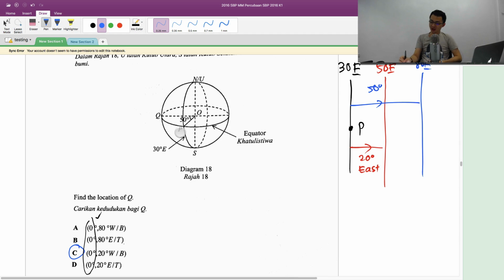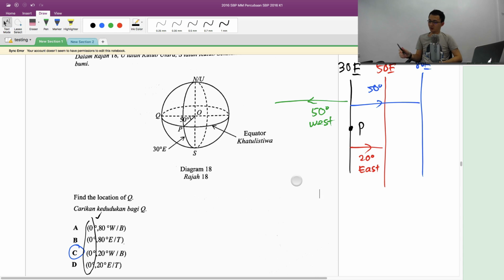Now, but the question actually moves 50 degrees to the west. So if going to the west, I'm going to move 50 degrees to the west. Of course, I know moving to the west, I should minus. But if you use 30 minus 50, it's a bit confusing. You get negative 20. A lot of students don't understand this.